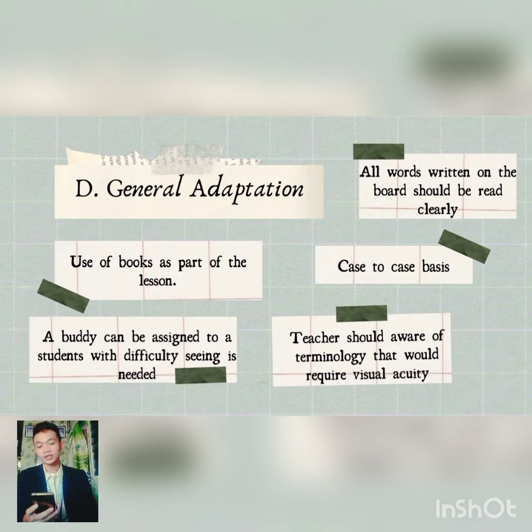First, as a teacher, we need to use books as part of the lessons. Why? If the use of books is part of our lesson, students with difficulty seeing should be informed ahead of time so that books can be ordered in braille or in an audio recorded format. It is also important as a teacher to know how you are going to deal with this kind of children so that they can acquire the learning you want to provide.